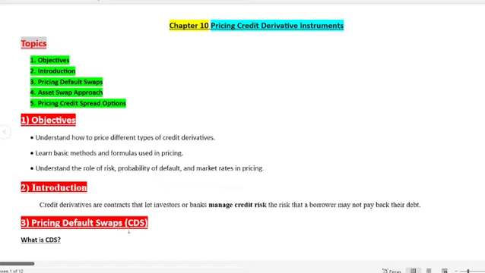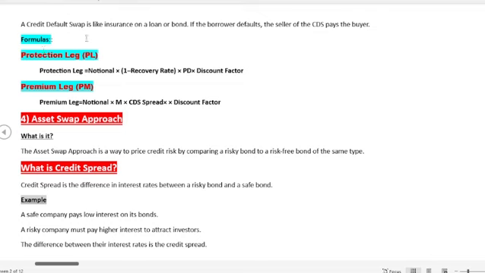The default swap is known as the CDS. We have already discussed this CDS in chapter 4 or chapter 5, but don't go back, just listen here. A credit default swap is like insurance on a loan or bond. If a borrower defaults, the seller of the CDS pays the buyer.